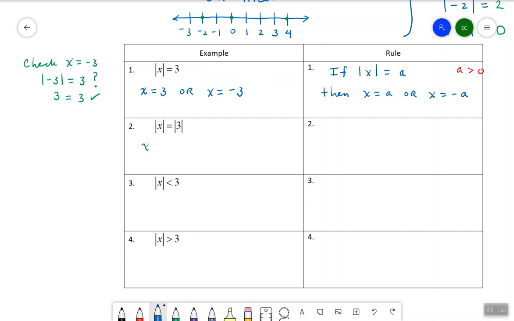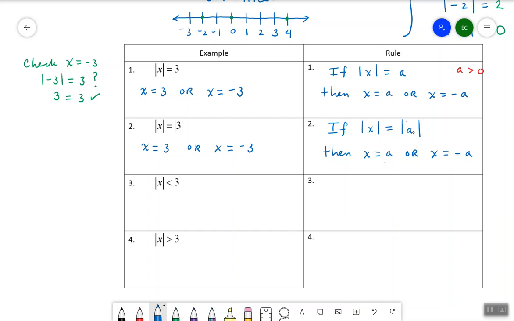And I bet you would say once again that the solutions are 3 or negative 3. So let's go ahead and write the rule. Let's write: if the absolute value of x is equal to the absolute value of a, then x is equal to a, or x is equal to negative a.